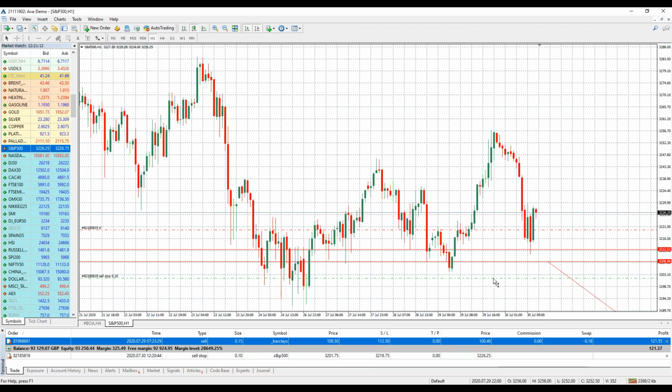So all I did was left click and drag my entry point on my pending order to get it exactly where I want it. So if it breaks this little support and breaks this one, then it must have been really bad news probably, right? So then it sells. My stop loss is back above this level and this level. So if it reversed and went all the way back up here, maybe the news wasn't that bad and we get out with a small loss, right?